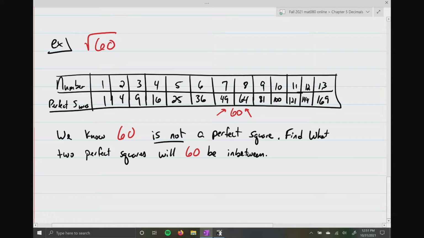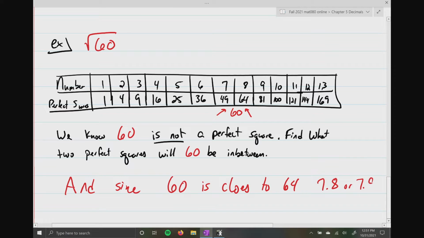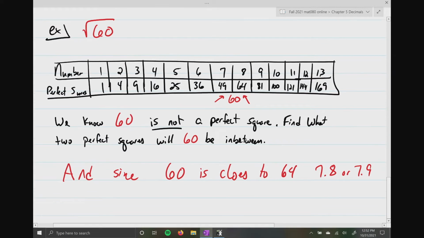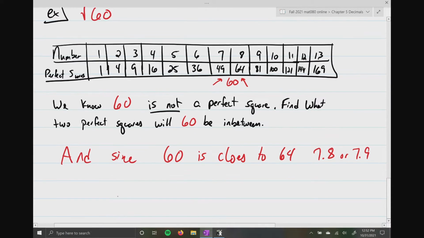And since 60 is closer to 64, okay? If I were to take a guess, I would say this is going to be like 7.8 or 7.9 as a radical. All right? Which leads us into our next topic. Well, hold on. I'm moving too fast. Let me write the answer here. So the square root of 60 is going to be somewhere in between 7 and 8.